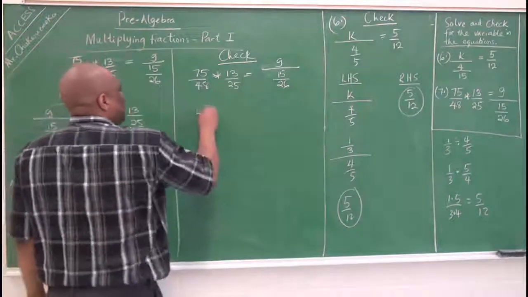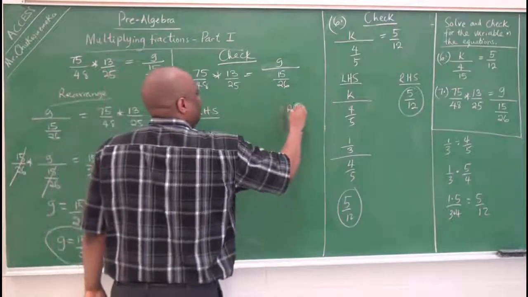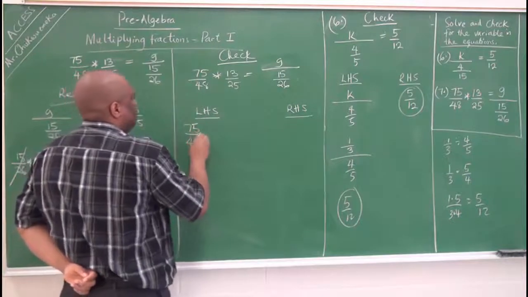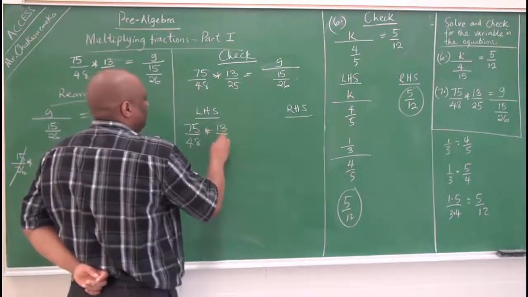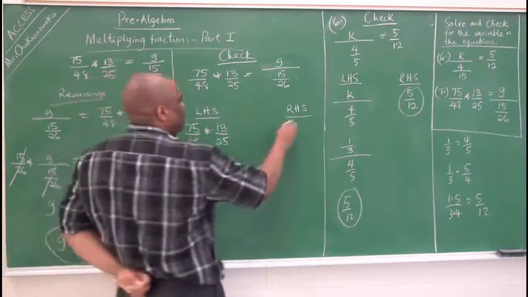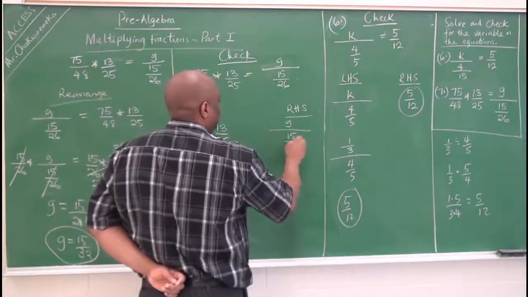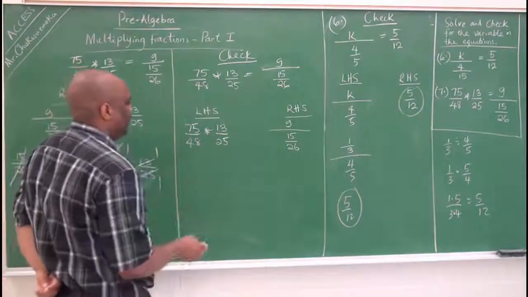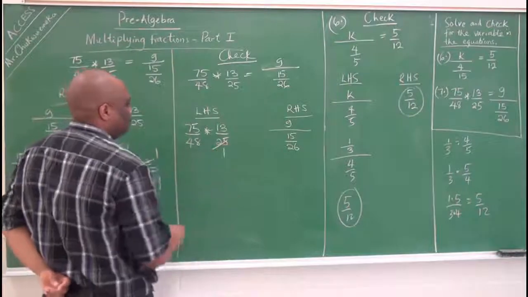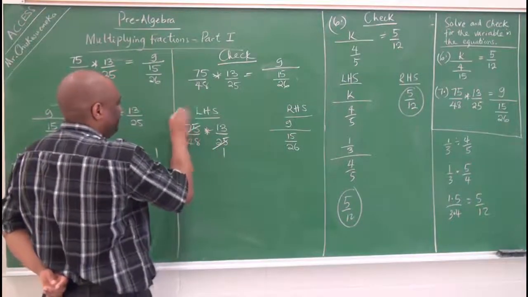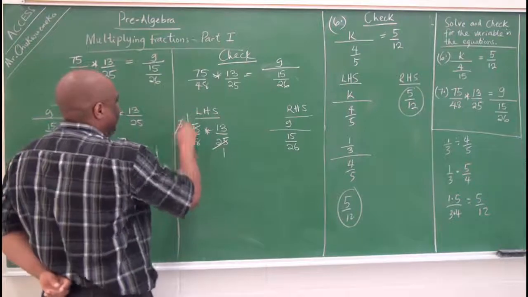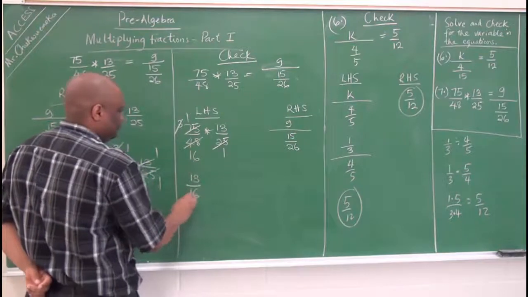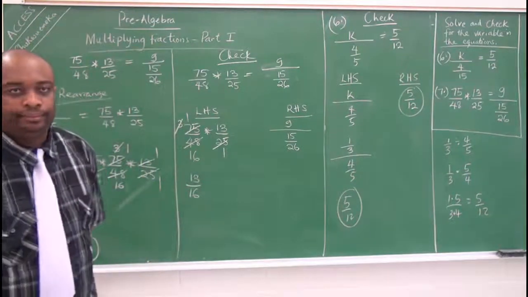Okay, so we have our left-hand side and our right-hand side. Our left-hand side will be 75 over 48 times 13 over 25, and our right-hand side will be G divided by 15 over 26. Let's get this done first. 25 will divide 25 gives you 1. 25 will divide 75 gives you 3. 3 will divide 3 gives you 1. 3 will divide 48 gives you 16. So this is 13 over 16 on our left hand side.